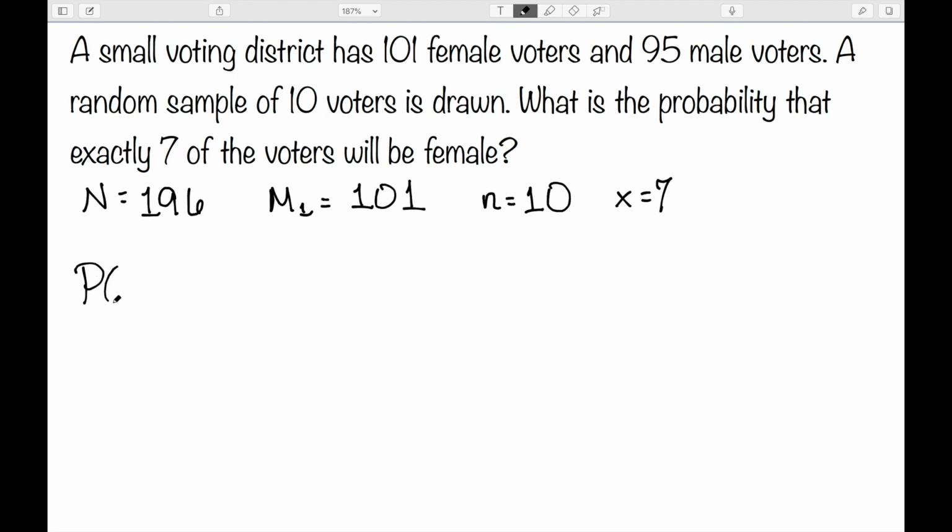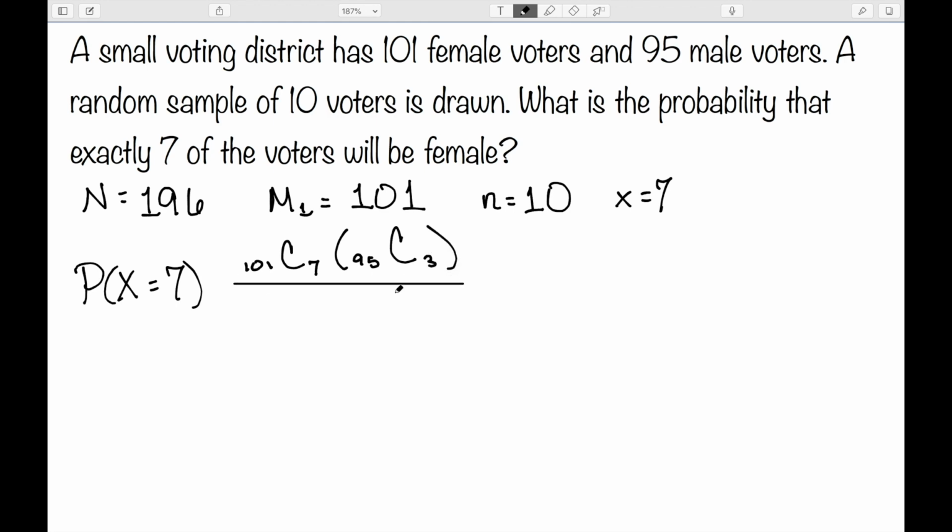So we have the probability that X is equal to 7. Well, out of the 101 females, I want to pick 7 of them. And then out of the 95 males, I need to pick 3 of them to get to a total of 10. Over, out of the total 196 people, I'm going to pick 10. And that works out to be approximately 0.13. So there's a 13% chance that exactly 7 of the voters will be female.